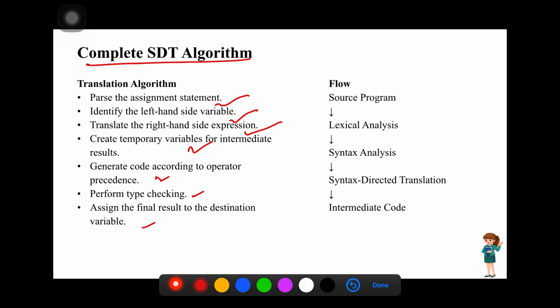So the overall process is: source program, which goes through lexical analysis. Then it goes through syntax analysis, which leads to the syntax directed translation that produces the intermediate code. I hope you guys understood.